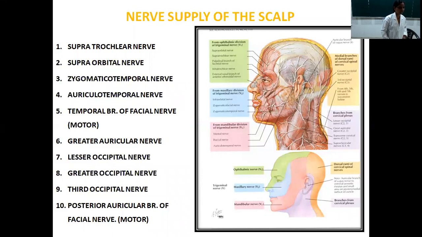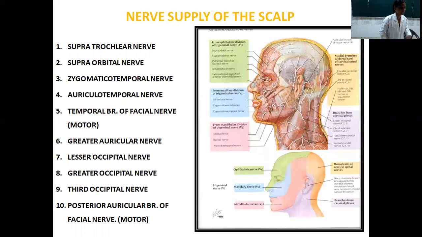So what are these nerves? In front of the ear, you can divide these branches for easy remembrance. You see, in front of the ear, 5 branches: supratrochlear nerve, supraorbital nerve, zygomaticotemporal nerve, auriculotemporal nerve, and the temporal branch of the facial nerve. Out of these 5 branches, the 5th branch, the temporal branch, is a motor nerve. A motor nerve supplying the scalp indicates that some muscle is there. I want to discuss later what that muscle is.